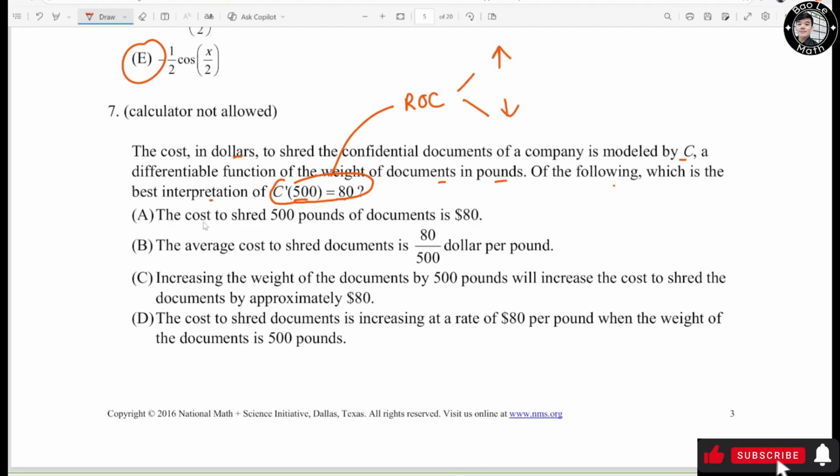Now answer choice A. The cost to shred 500 pounds of documents is $80. That is not the case, right? Because this is C prime, it's not C, right?